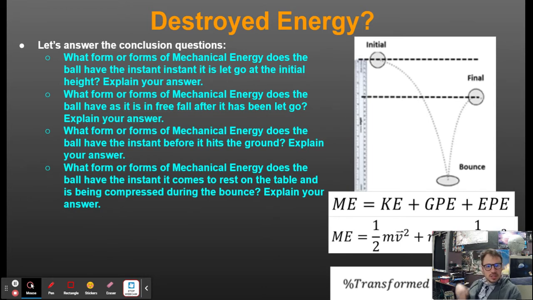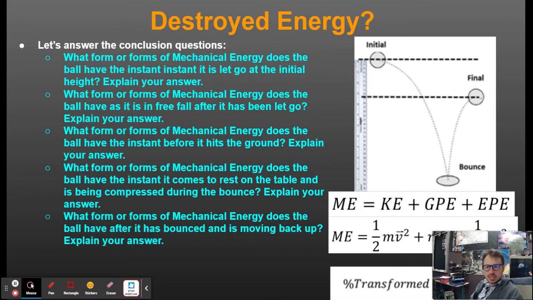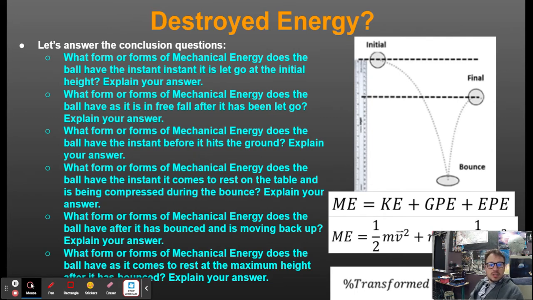Now, once it's at rest on the table and it's being compressed, all of that mechanical energy is elastic potential energy. As it's bouncing back up and moving back up, it's going to have kinetic and gravitational potential energy. It's at a height and it's moving. And once it reaches the maximum bounce height, it's going to be all gravitational potential energy.